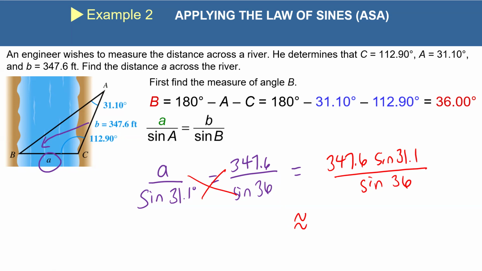Does anyone need to see me put it in the calculator? Are we okay? We're okay? All right, what's my approximate distance across the river? 305.5 feet.